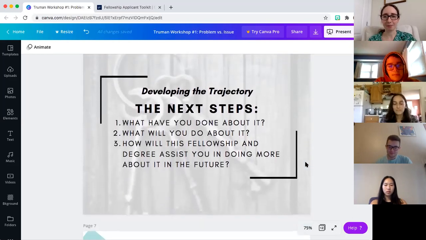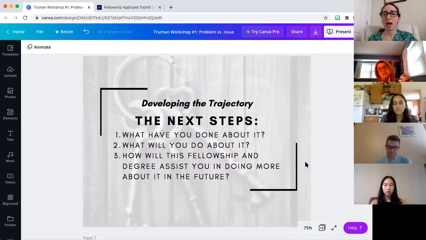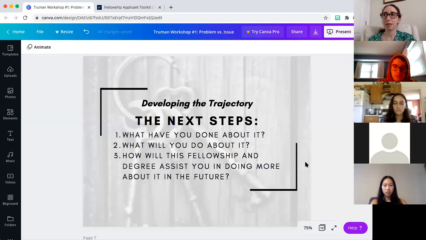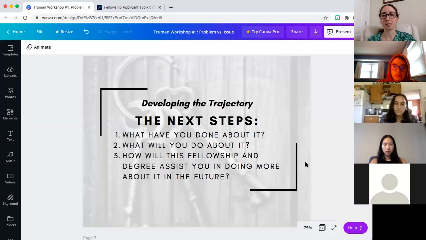So next steps, developing the trajectory. As you may know, if you've already looked at the sample application that I sent, there are going to be several aspects of the application that get into this area of the issue and also the trajectory. I think question 9 is the problem or need of society that you wish to address. And then Truman also asks you to talk about your short-term and your long-term goals. So those are 3 questions of the maybe 8 more substantive questions that Truman asks.